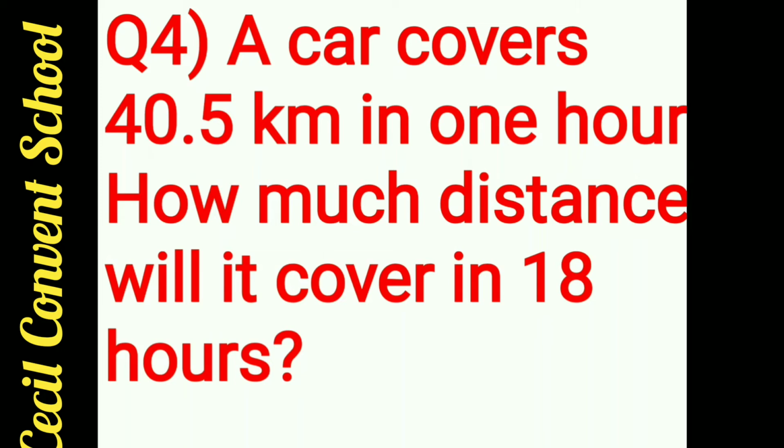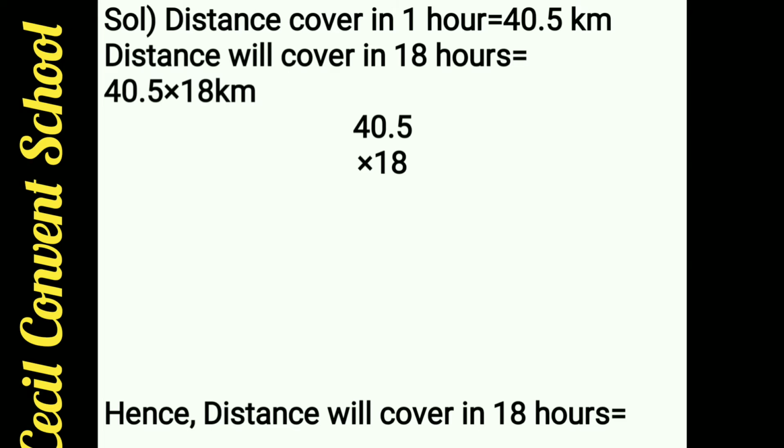Question number 4 is same like question number 3, only car covers. So what the car is covering? Car is covering distance. So distance covered in 1 hour is 40.5 kilometer, and you have to find distance covered in 18 hours. So what you have to do? You have to write like this manner. Distance covered in 1 hour is 40.5 kilometer. Distance will cover in 18 hours. What do you have to do? You have to multiply 40.5 with 18.